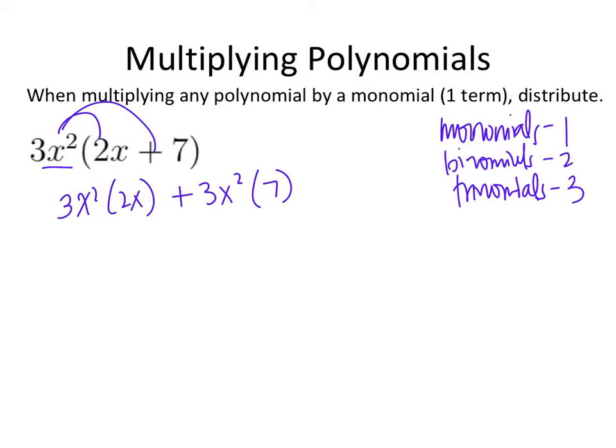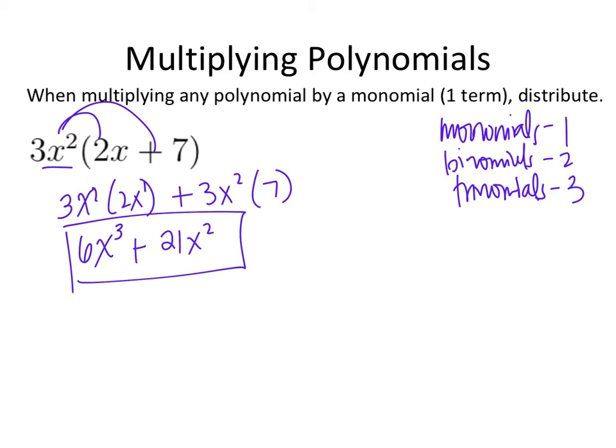Multiplying these, I'll just multiply the numbers and then multiply my variables. So we have 3 times 2 is 6. X squared times x to the first power is x to the 2 plus 1, which is x to the third power. From there, we have plus 3x squared times 7 becomes 21x squared. And since I have no like terms, that's actually the simplest form.